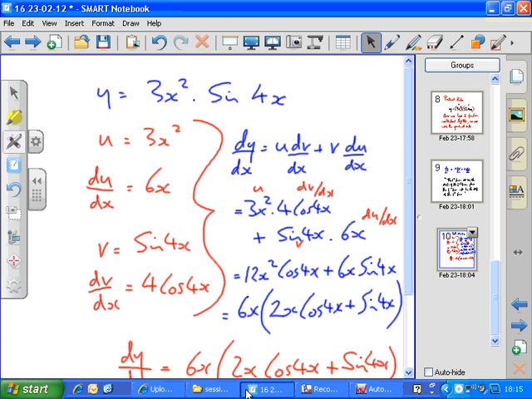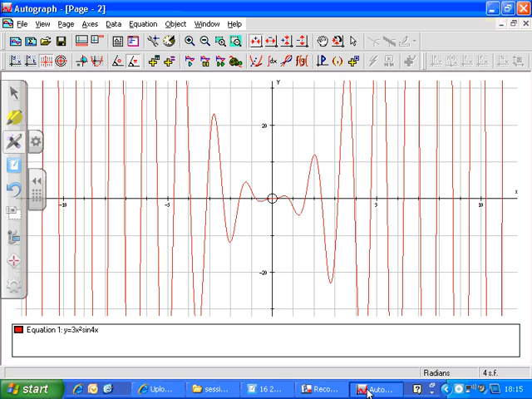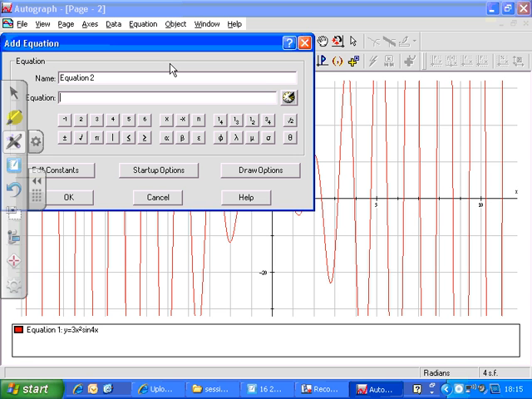And if I now type in this new function, y equals 6x open bracket, put glasses on. What's the rest of it? 2x cos 4x plus sine 4x, close bracket.